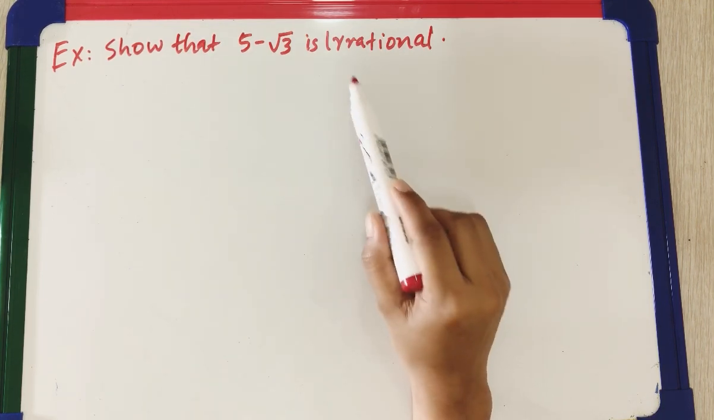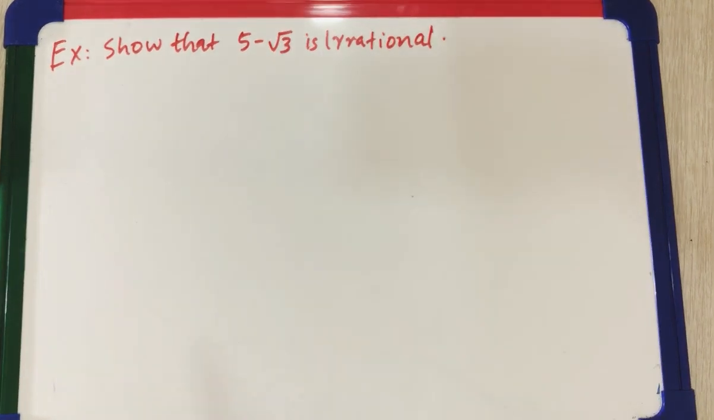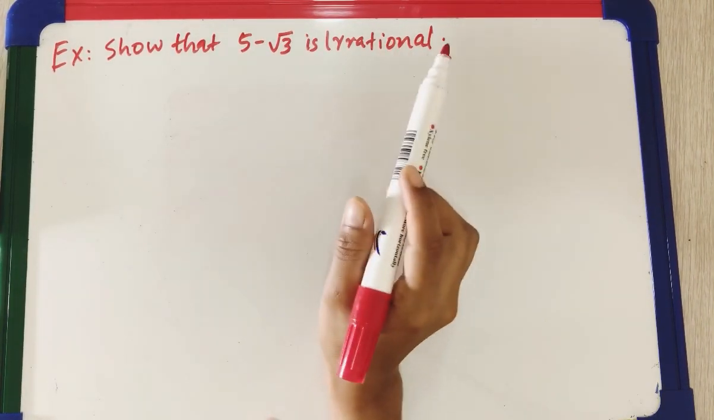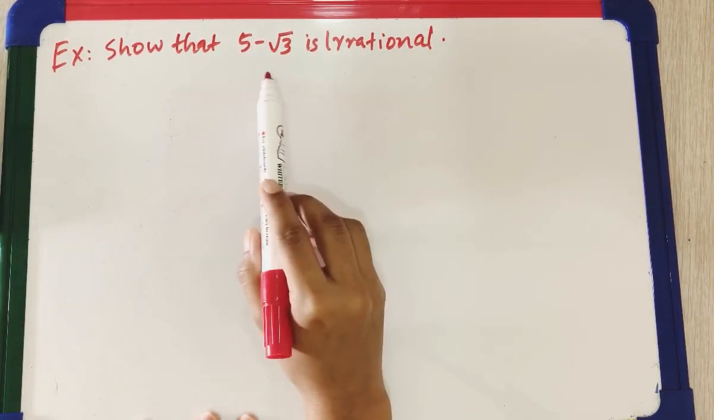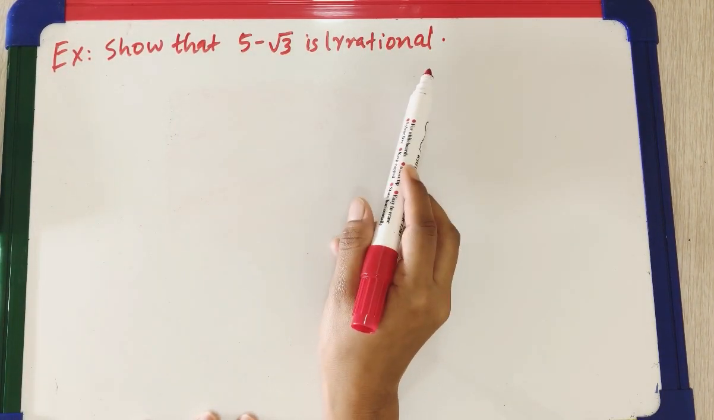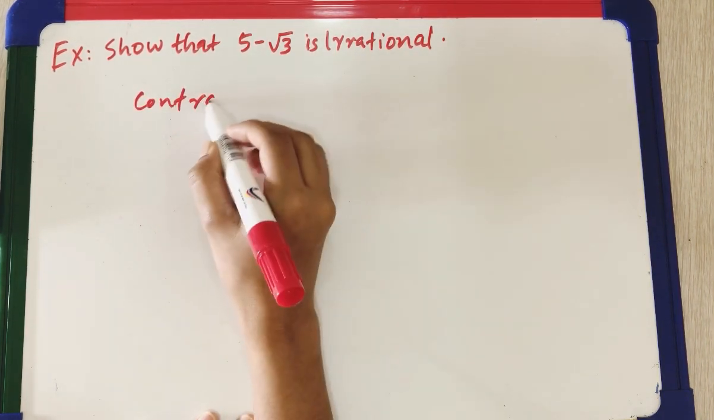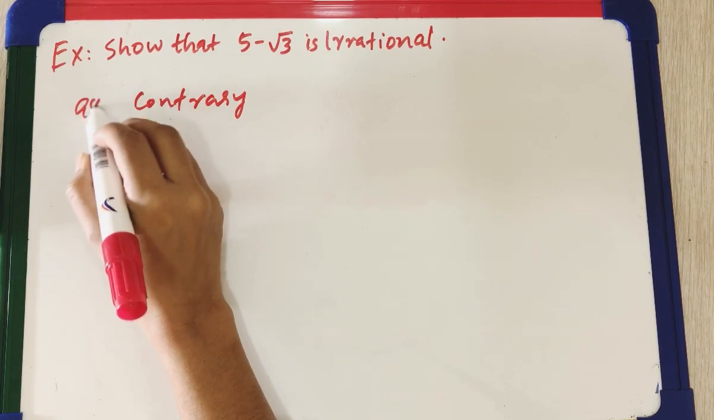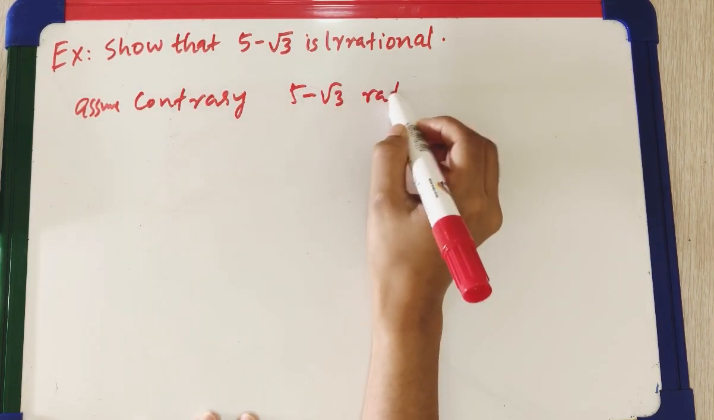But here we can see this proof using the fact that root 3 is irrational. This solution is very simple since we know root 3 is irrational. Here, show that 5 minus root 3 is irrational. We assume the contrary that 5 minus root 3 is rational.